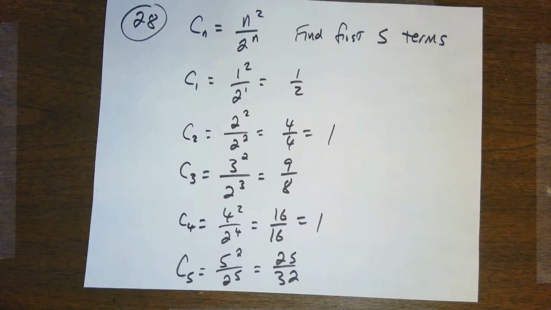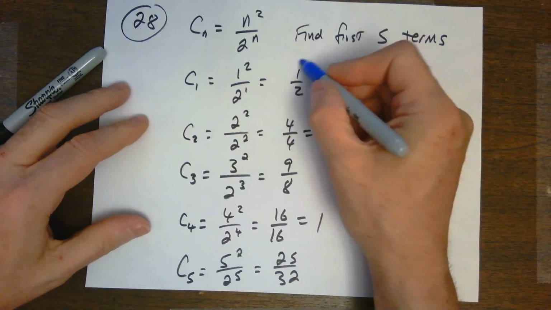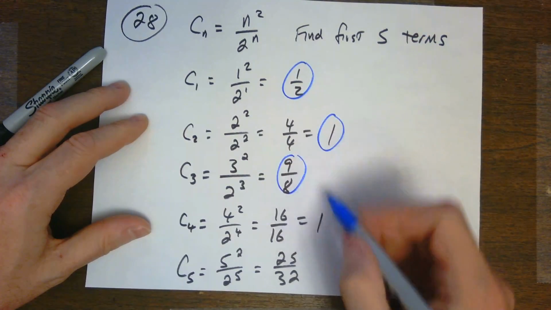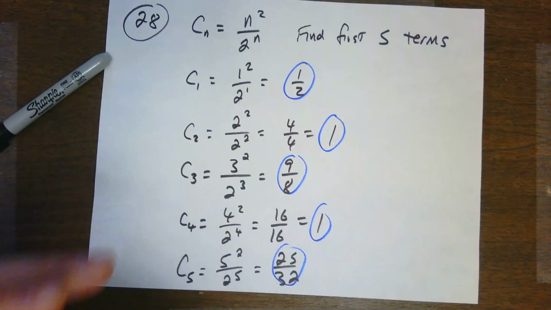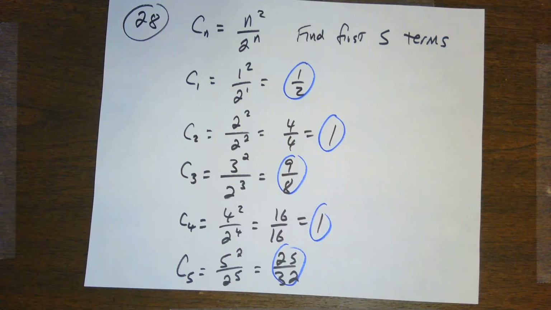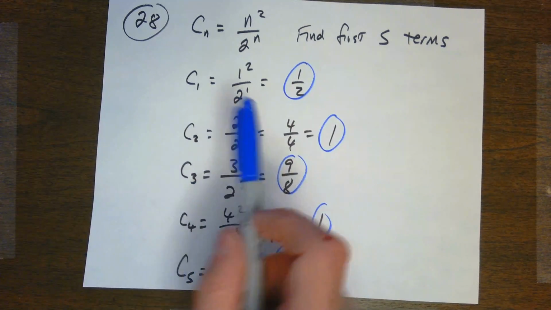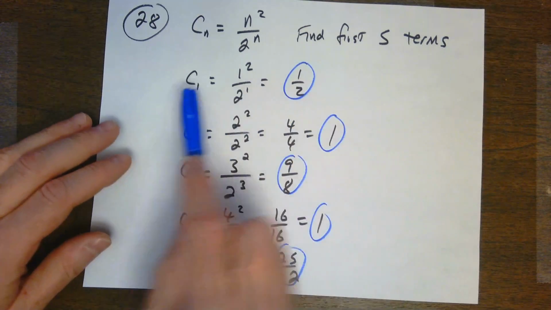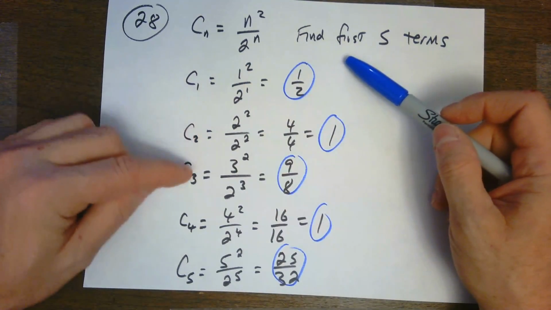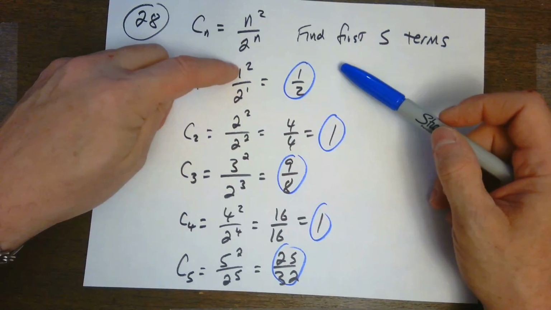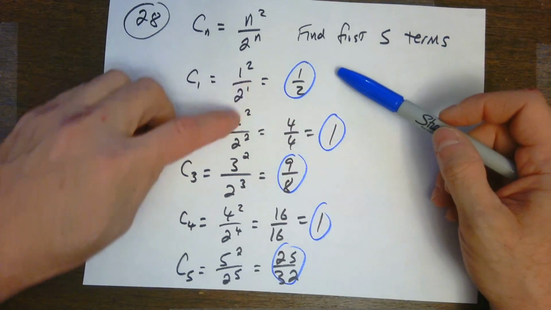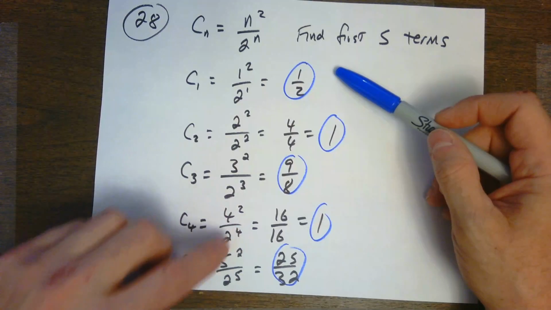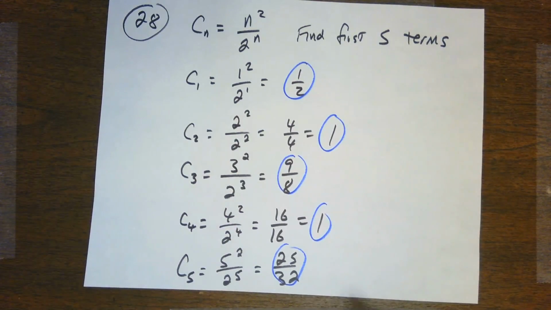So the first 5 terms are, there's my first term, second term, third term, fourth term, and fifth term. Those are the 5 terms generated by that sequence. All right. So we have the function that generates the sequence, and then the actual terms. Now notice, we only put in positive integers, 1, 2, 3, 4, 5. I plugged in 1 for n, and then 2 for n, and then 3 for n, and then 4 for n, and then 5 for n, and simplified.